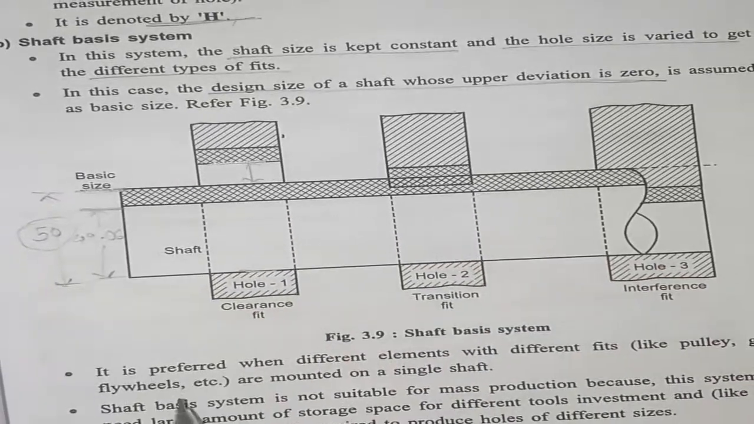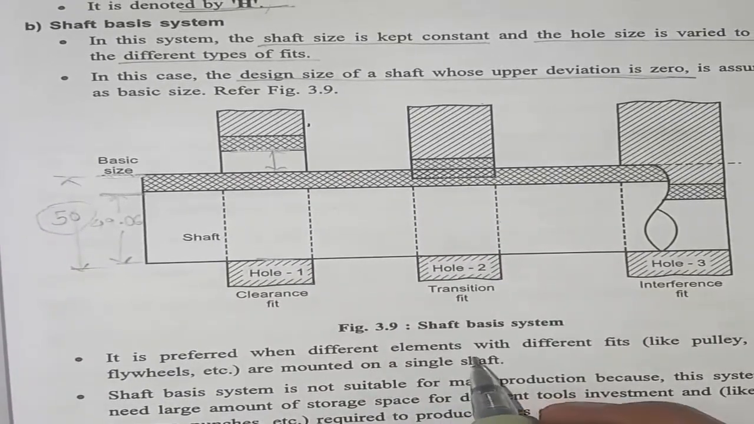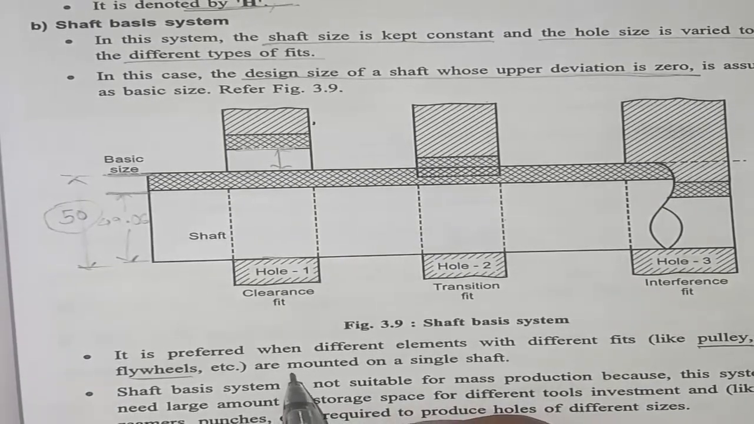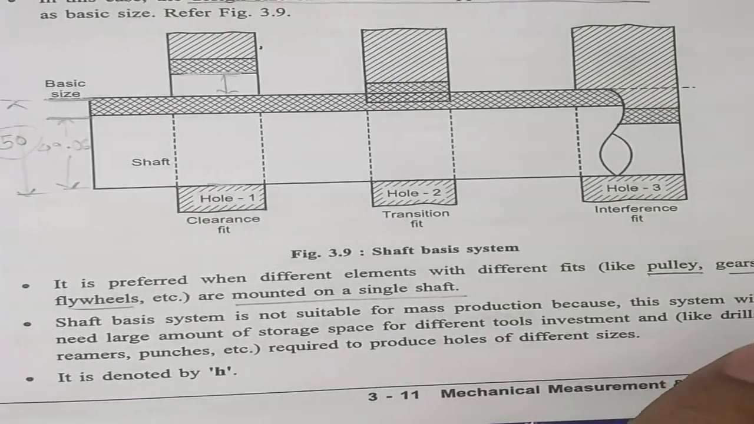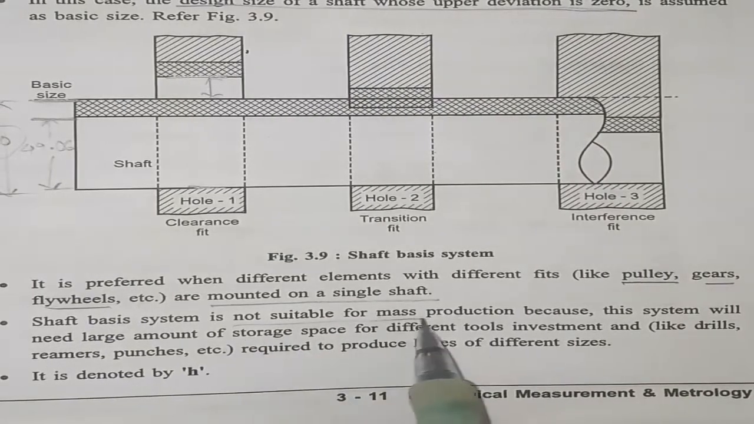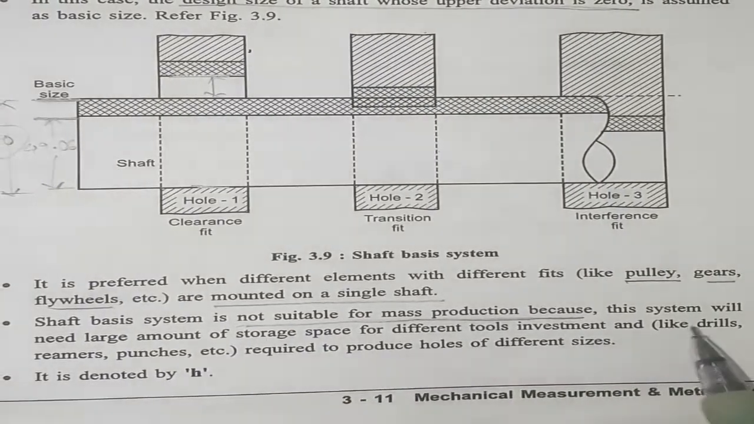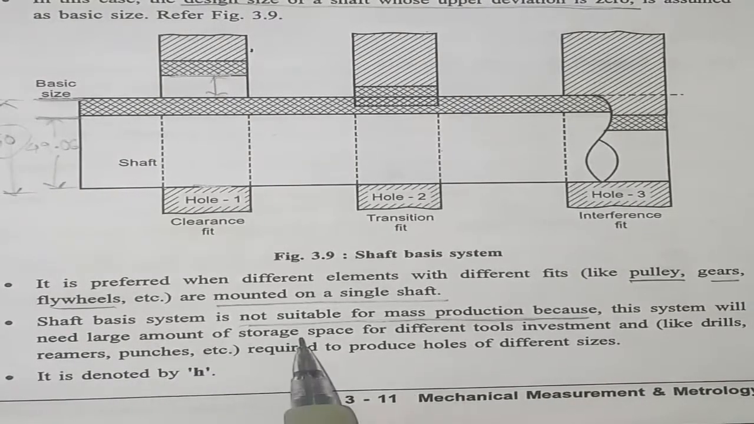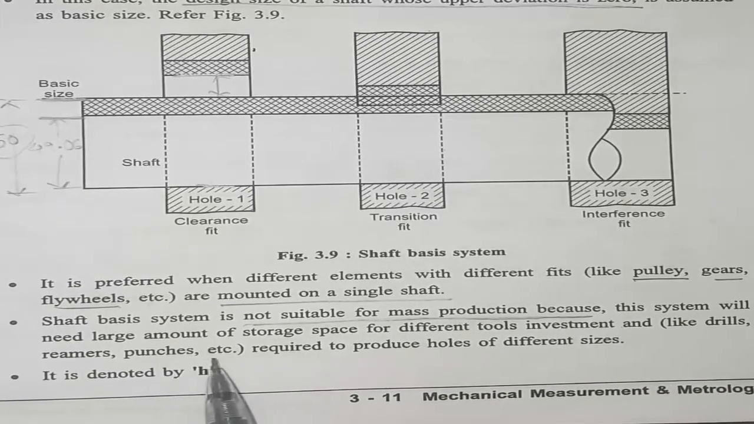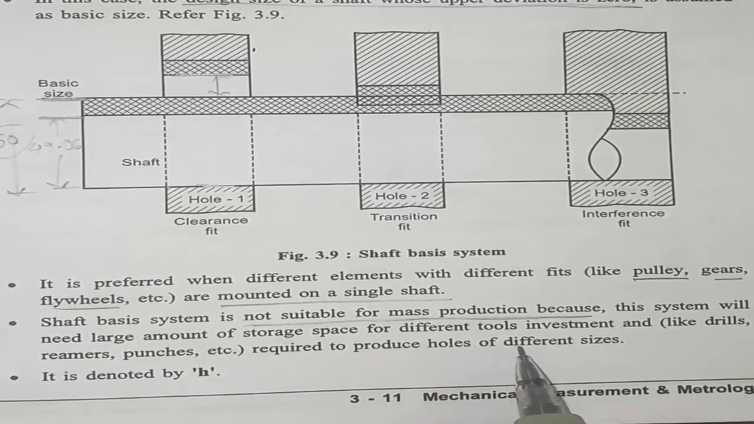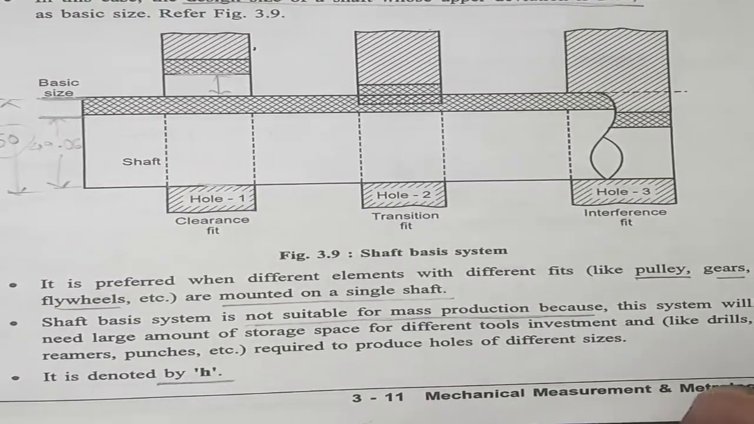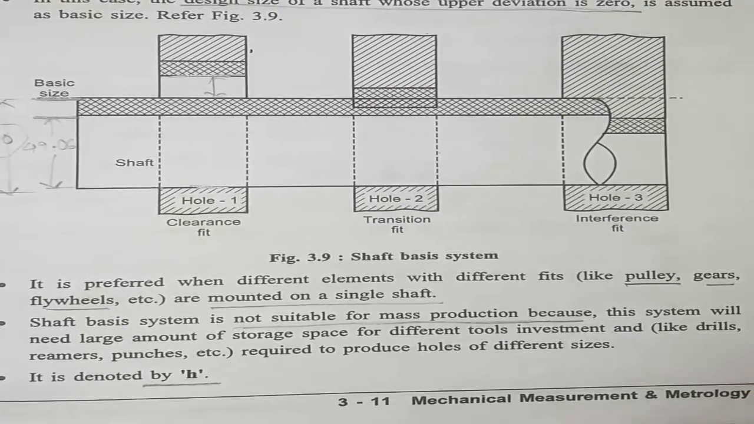Basically it is preferred when different elements with different fits, like pulleys, gears and flywheels, are mounted on a single shaft, then we can provide the shaft basis system, right? It is not suitable for mass production. Why? Because it needs a large amount of storage space for different tool investment, like drills, reamers, punches, required to produce holes of different sizes, and it is denoted by small h. So this is the difference between the hole basis and shaft basis system.